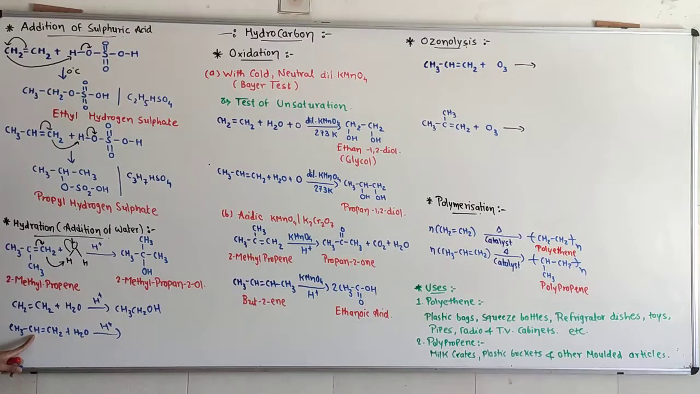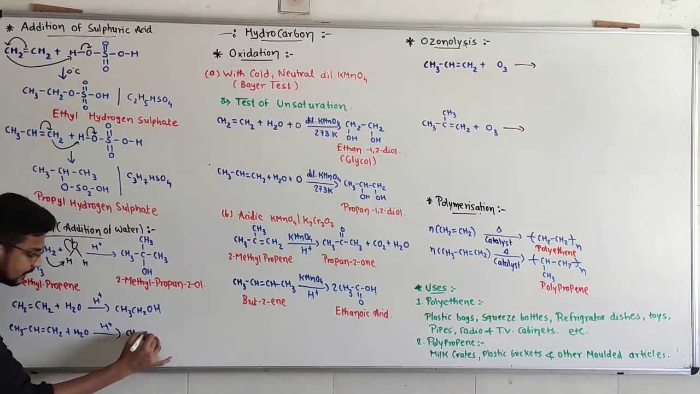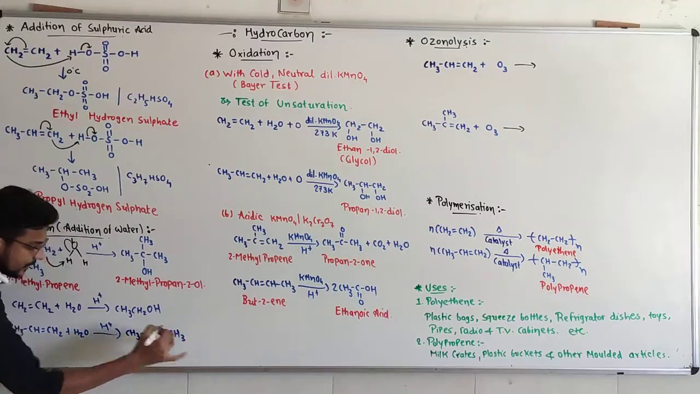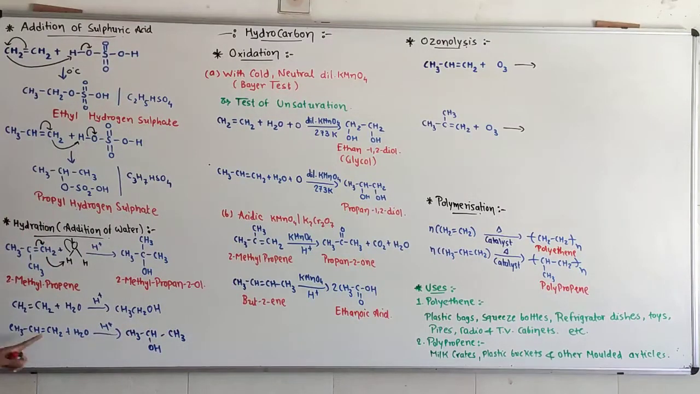The carbon with fewer hydrogens gets the negative part. So it will be on the CH: CH3, CHOH, and CH3. Hydrogen will be on the first carbon. So this is propan-2-ol, the secondary product, that will be there.